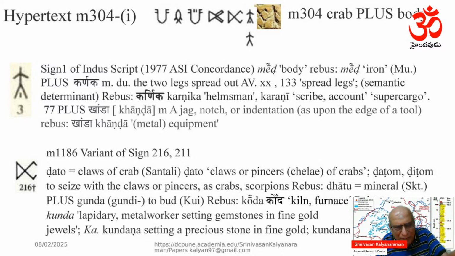Each of the sides can be read, as I mentioned before. And even the seal, the sign has a small little notch between the spread legs. That also has to be read because he's trying to communicate some meaning. Kanda is a notch. Kanda is implements, equipment. What type of equipment? Kandaka. Spread legs. Equipment of a supercargo or a helmsman or a scribe. Then the pincers, dato, claws of a crab, datu, dato. Next, please.